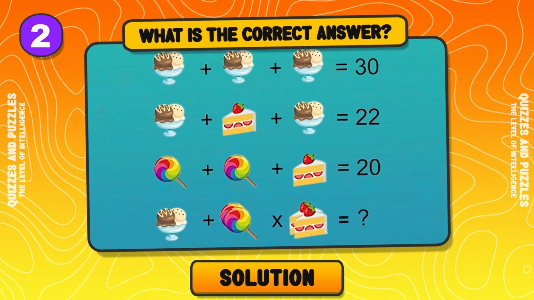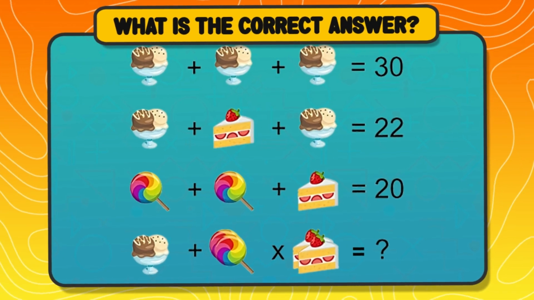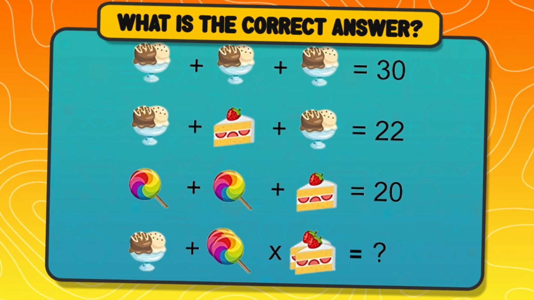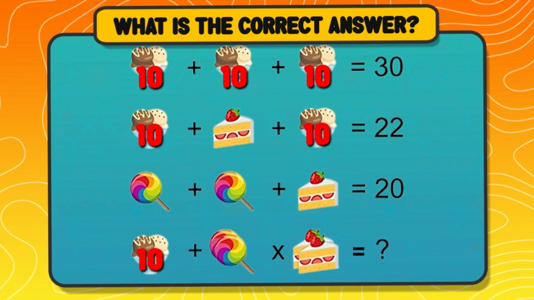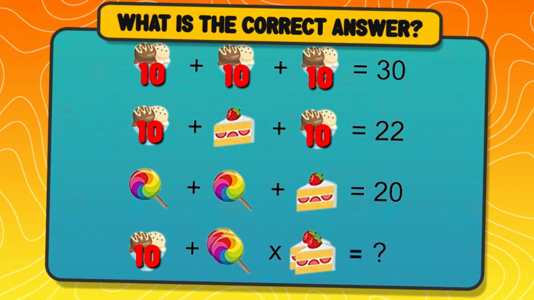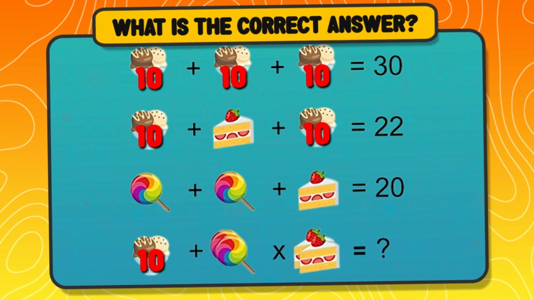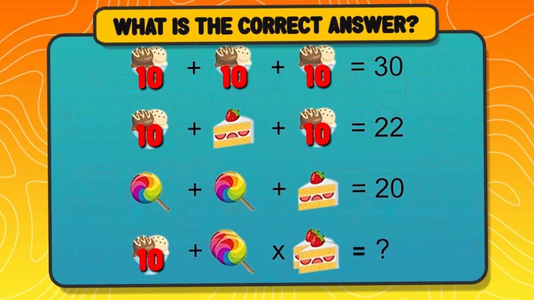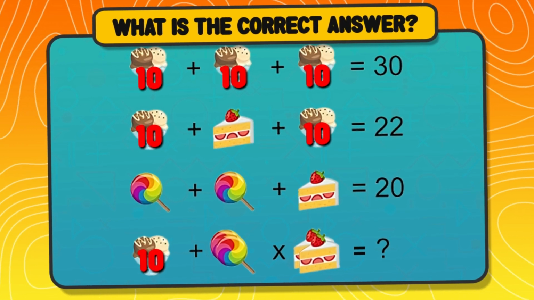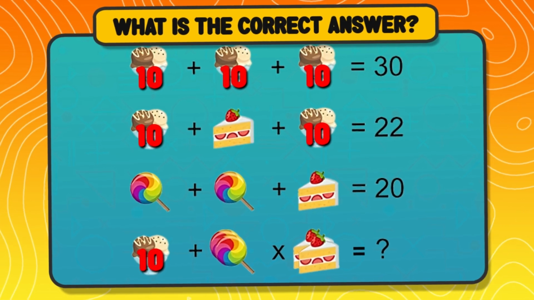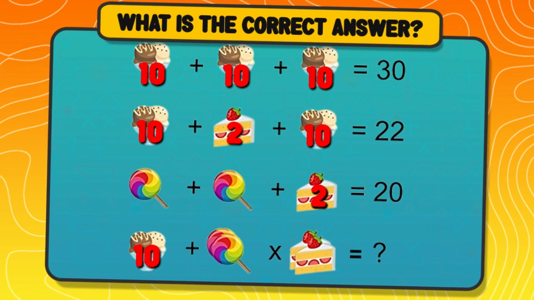Let's start solving from the first row, where we need to determine the value of the ice cream. To do this, we divide 30 by 3, which equals 10. Next, let's find out the number represented by the cake. We know that the ice cream is 10, and the answer is 22. So we can calculate the value of the cake. 22 minus 10 times 10 equals 2. Therefore, the cake equals 2.